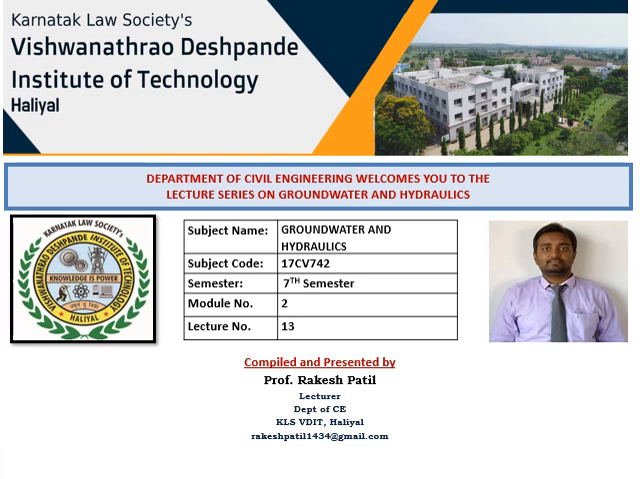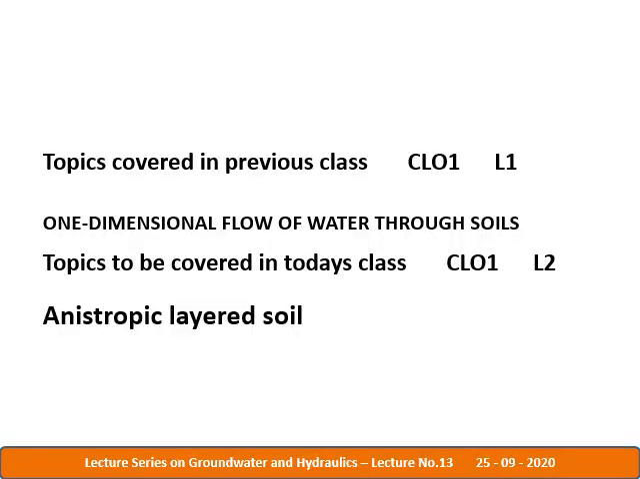Previously we have discussed one-dimensional flow, as well as specific yield and specific retention of the aquifer, and Darcy's law. In today's class, we are going to discuss anisotropic layered soil. Anisotropic layered soil means a geological formation with distinguished layers of sedimentary material can exhibit different electrical conductivity in one direction. So it's a continuation of the class on one-dimensional flow of water through the soil.